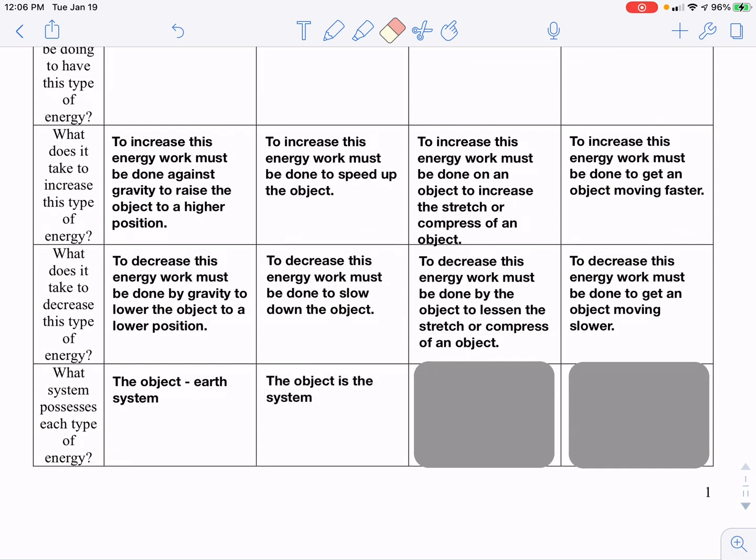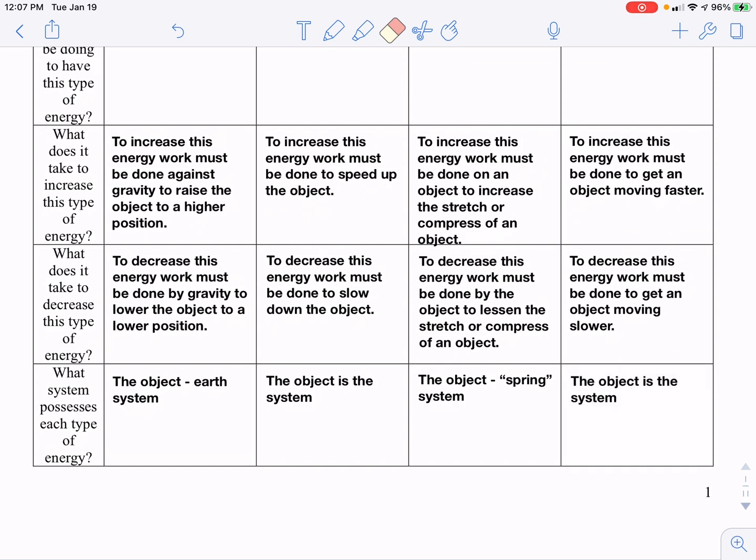Kinetic energy is just found in the object. The elastic potential energy is the object-spring system. Usually, when we talk about elastic potential energy, we refer to a spring. Occasionally, we'll refer to other things like rubber bands and bungee cords, but the spring is the most common device. And the internal energy is found within an object itself.